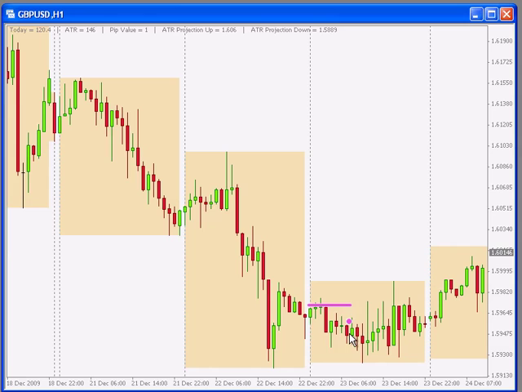The range for the Tokyo session has been rather tight as well. Price has not really been trending. We've had quite a few bars simply flapping sideways. So certainly the requirements are there.